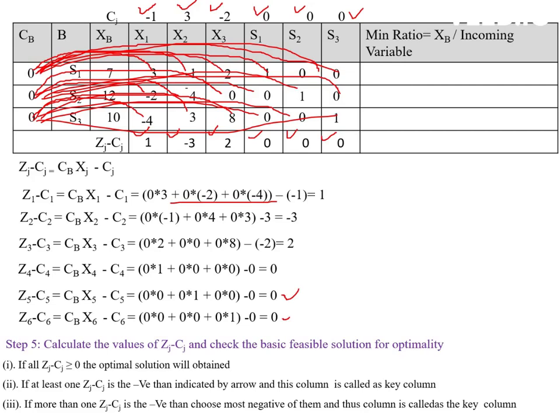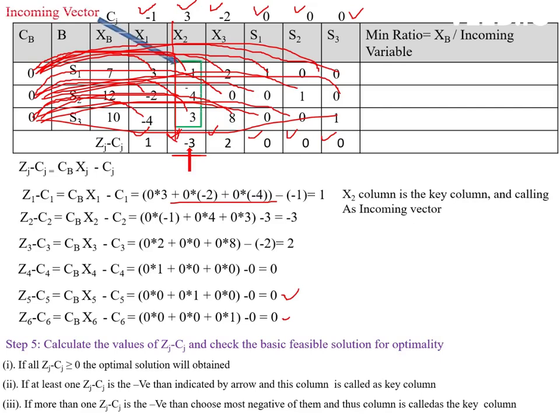Here I have to observe the Zj minus Cj values. Here we are getting only one negative value of Zj minus Cj, and this respective column we call the key column. So the x2 column has a negative Zj minus Cj value, and so the x2 column we call the incoming vector. So this is the incoming vector.